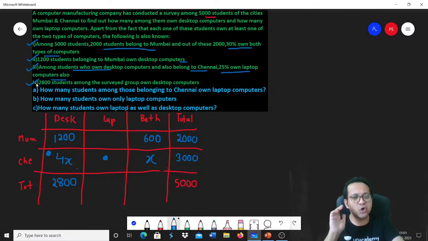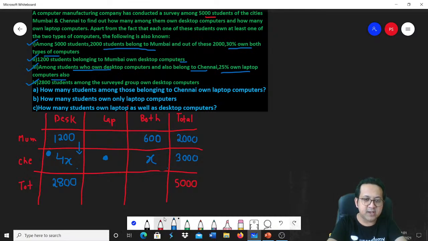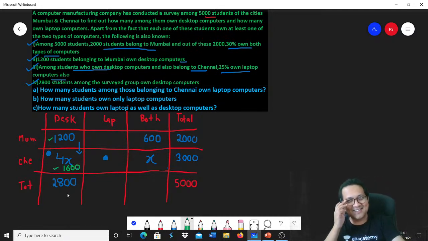Now think about it. How do you solve it? The best way would be to look at desktop vertically. Can you see desktop? The sum of 1200 plus 4x is 2800. So can I say 4x must be 1600? Because the sum is 2800. If the first number is 1200, the second number has to be 1600 for the sum to be 2800. Correct?